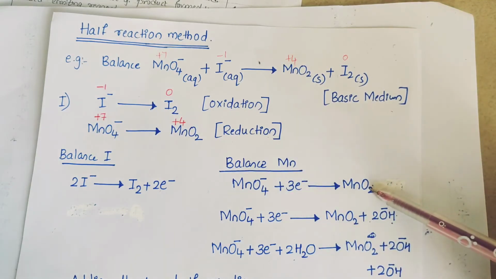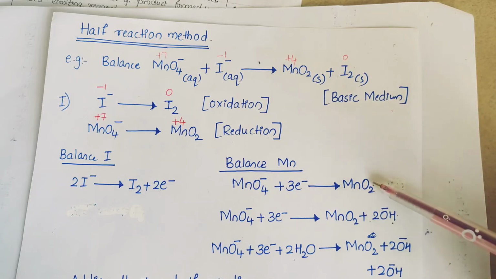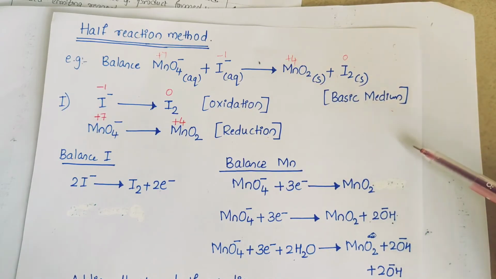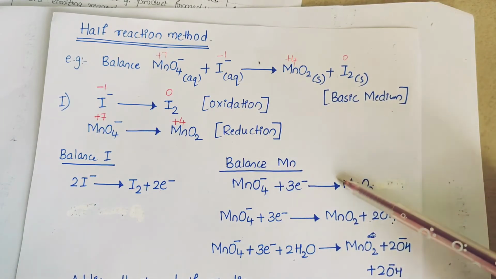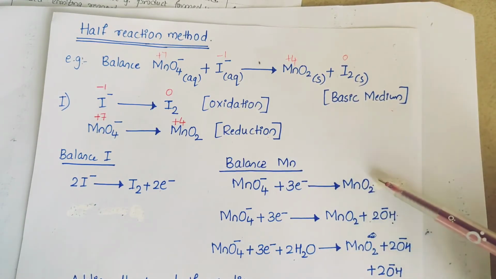On the product side, how many oxygens do you have? You have 2 oxygen atoms. So where is there a deficiency of oxygen? On the product side. By how much is it deficient? By 2. Here it is 4, here it is 2. In the sense, on the product side you have 2 oxygen atoms deficient.